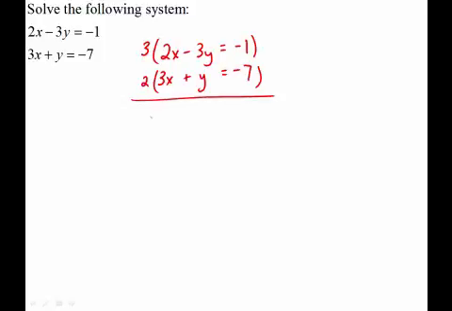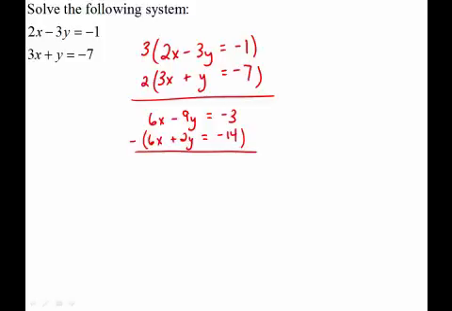And so what we'll end up with is 6x minus 9y equals negative 3, and 6x plus 2y equals negative 14. And the reason for doing that now is that the coefficient of the x term is 6 in both, and so now I can subtract the two equations. Make sure that you subtract the entire bottom equation, not just the 6's.